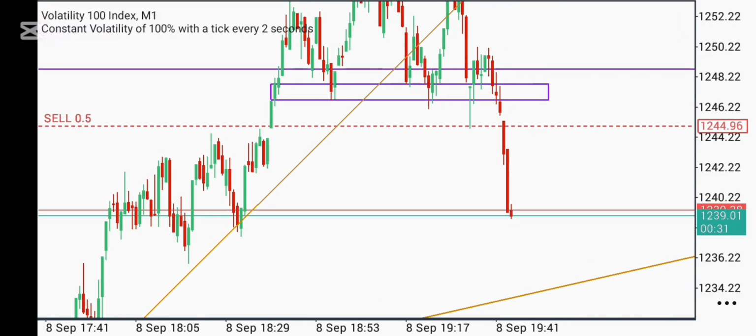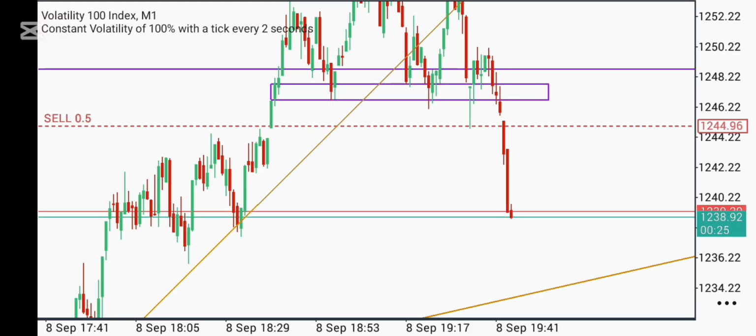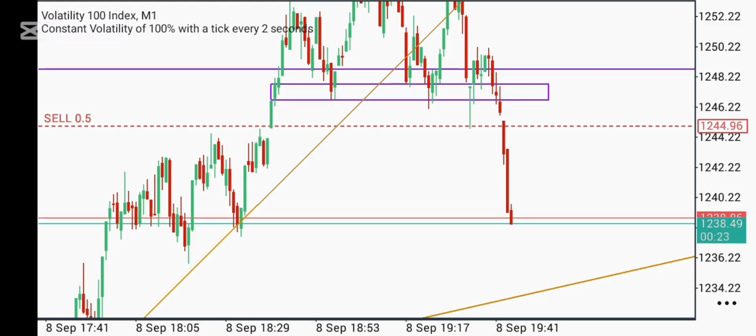So guys, this is the way to go about this trading stuff. You learn how to find these zones and then be patient with the market.